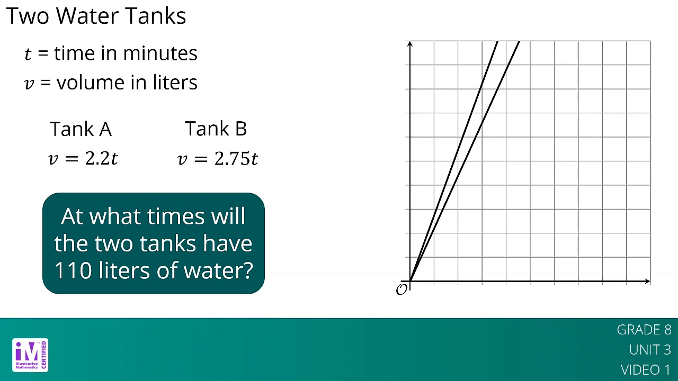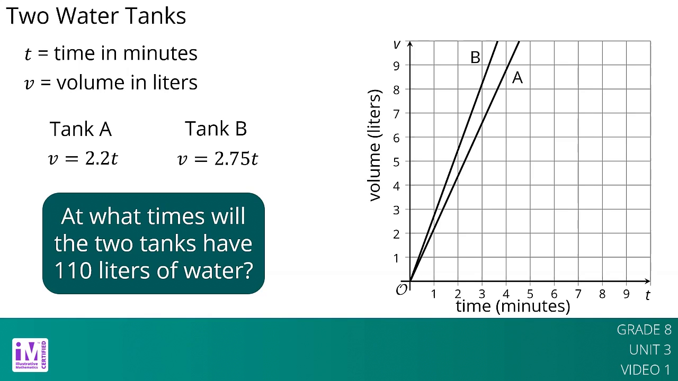Here are the graphs of these relationships, but without labels we can't even tell which line is tank A and which is tank B without studying them closely. Let's add some labels and scale to the axes and the two lines. While we now have more information, if we want to use the graphs to answer the question, at what time will the two tanks have 110 liters of water, then using an axis scale from 0 to 10 for time and volume isn't very helpful.